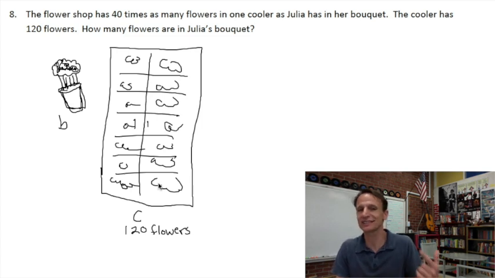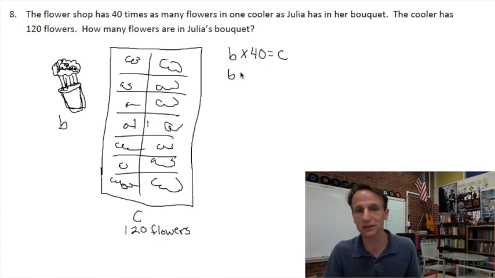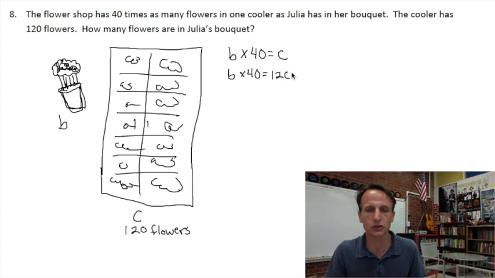So you really have to stop and think here, and you'll realize this is a tricky one. The bouquet, that's what we're trying to find. We're trying to find B, as we called it. The cooler has 40 times as many, so we can think of it this way. If you took the bouquet number and multiplied it by 40, you'd get the number in the cooler. And we do know the number of flowers in the cooler. We're told that the bouquet times 40 equals 120.